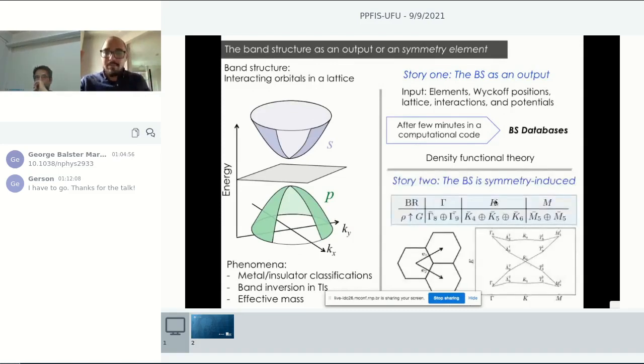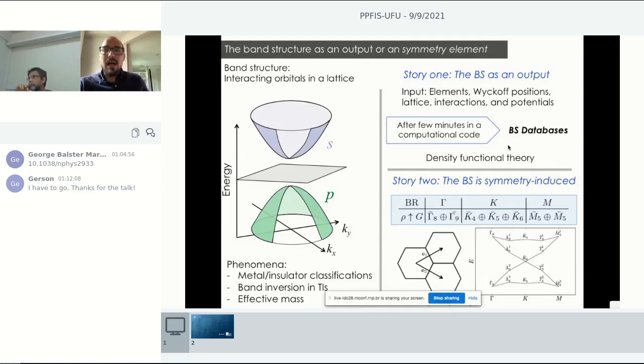However, in recent years, we saw that there is a parallel, let's say, interpretation that is essentially the same. We got essentially the same result. Okay. However, now the band structure is not just an output, but is a symmetry element. Okay. And maybe this statement seems a bit strong. I mean, symmetry element. But let me try to explain.